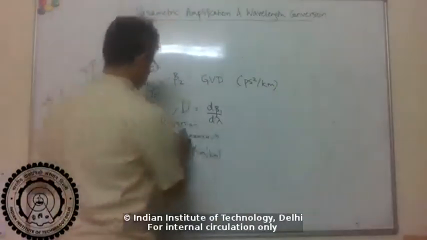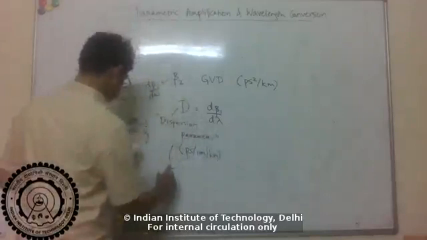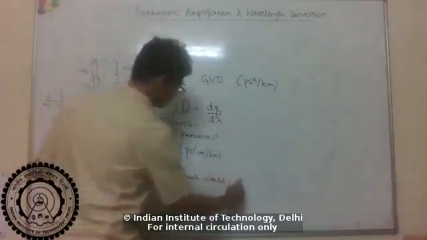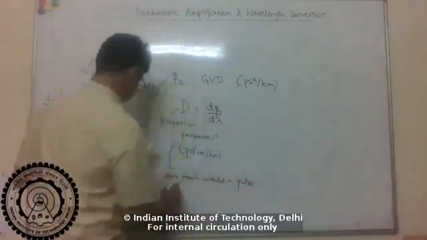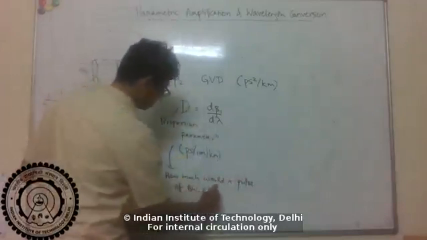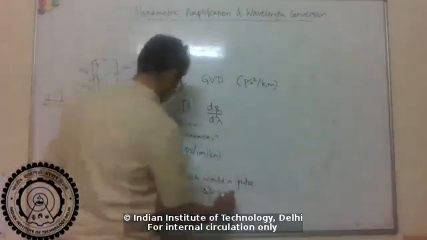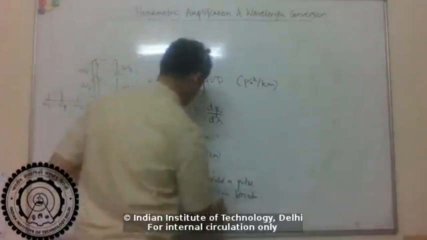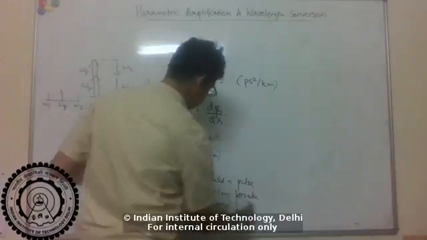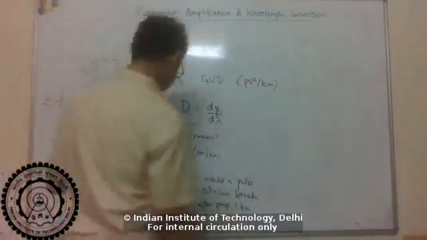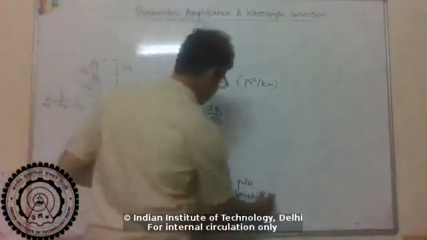Okay, so in other words, this is basically how much would a pulse of bandwidth delta lambda equal to 1 nanometer broaden after propagating 1 kilometer. Right, and this broadening is measured in picoseconds.